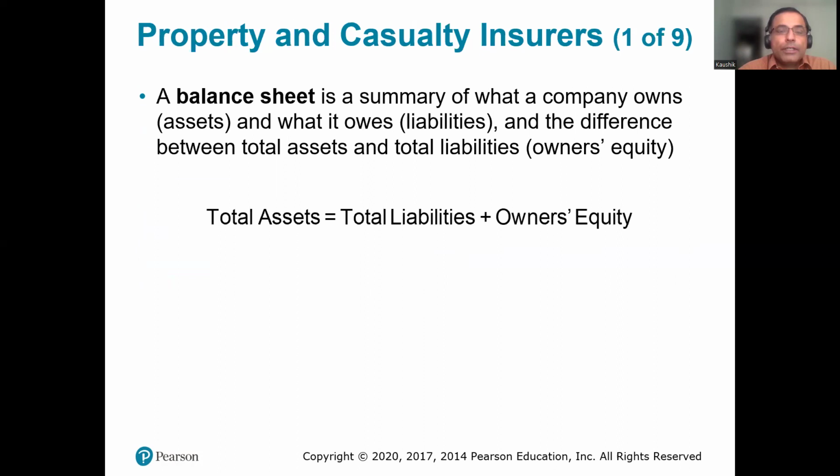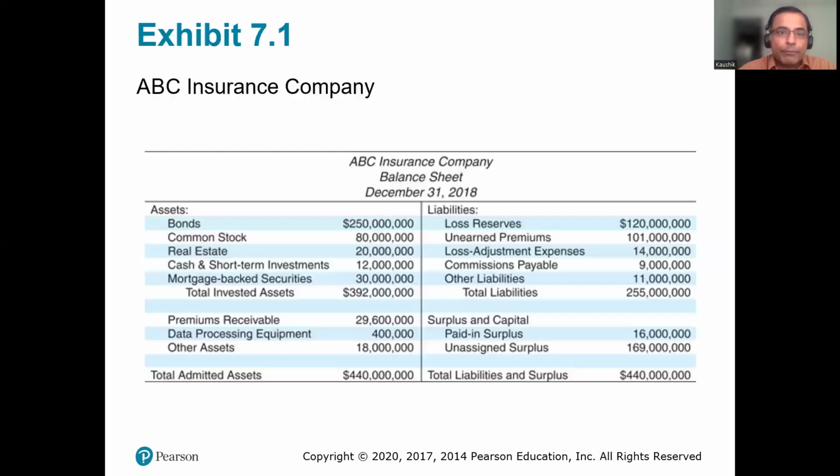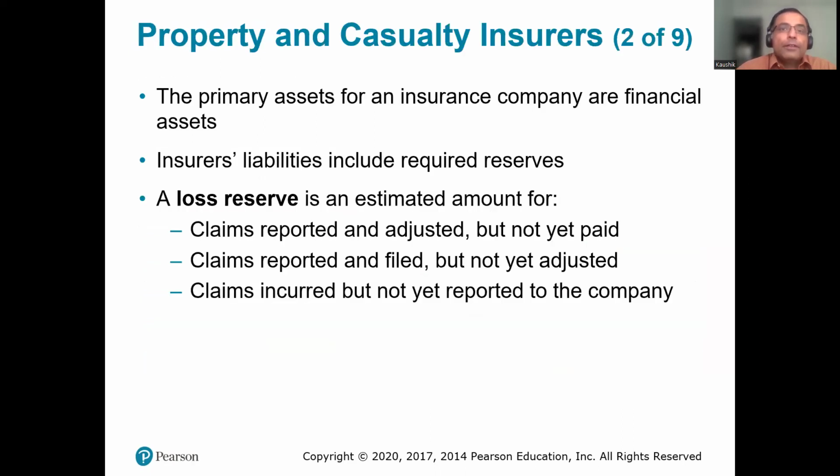So their balance sheet is typical of any company. The total assets should match the total liabilities and the equity. This is a typical balance sheet of a property and casualty insurer. Primary assets of an insurance company are financial assets, things like premium as well as investments in different financial assets.